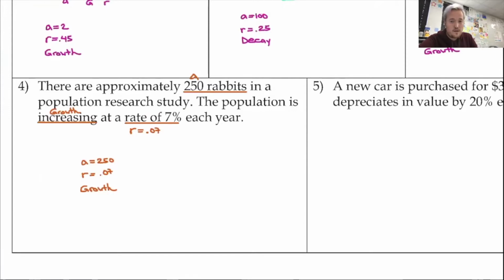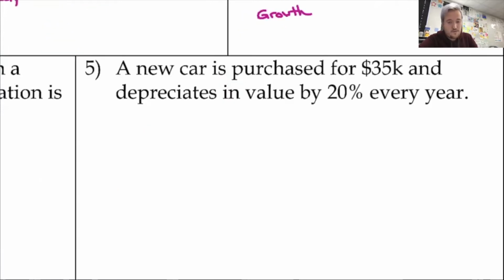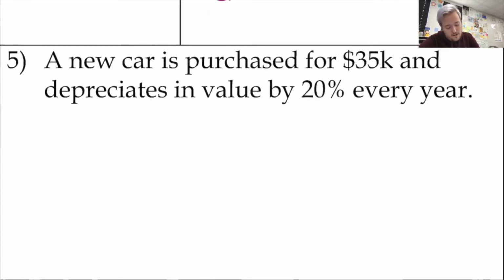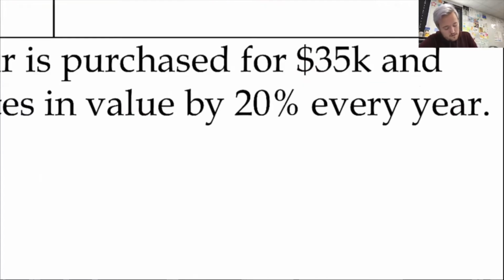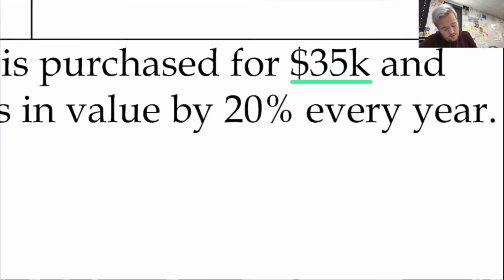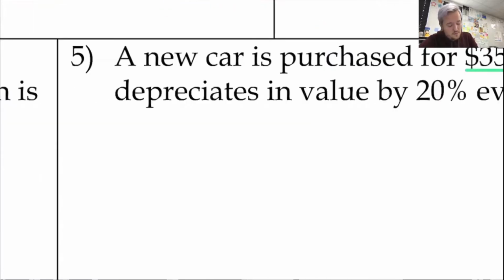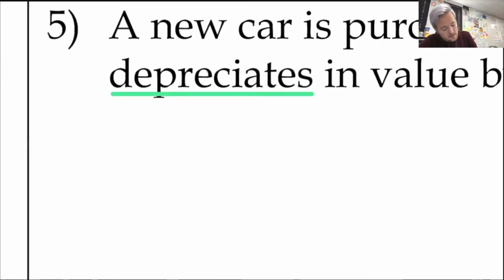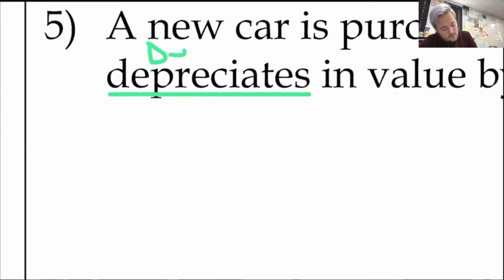All right, now looking at the next one. A new car is purchased for $35K, which is 35,000, and it depreciates in value by 20% every year. For this question, it's purchased at 35K, which is $35,000. So this is going to be your A value, and it's going to depreciate. When I say depreciate, it means it's going to lose value. Because it's losing value, that implies that it's going to be a decay.